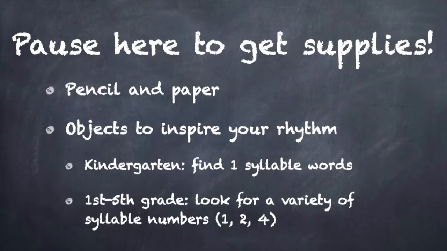If you're doing this activity with me, pause the video here to go get your supplies. You will need a pencil and paper and objects from around your house to inspire your rhythm. If you're in kindergarten, you are looking for items that have one syllable in their name to match the note ta. If you're in 1st through 5th grade, your rhythm will be more interesting with a variety of syllable numbers, so find some that have 1 syllable, 2 syllables, and if you're in 4th or 5th grade, look for some things that have 4 syllables in their name.